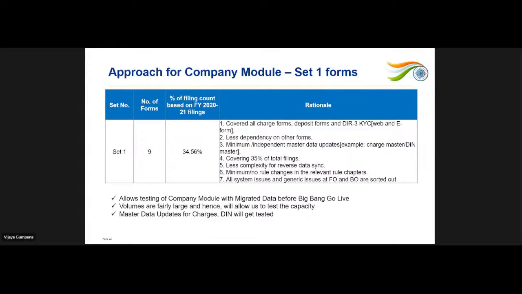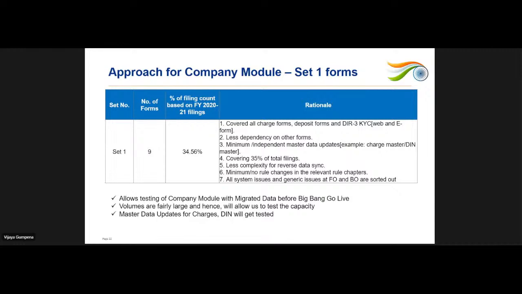There were a lot of discussions and brainstorming to pick the forms which need to be in set 1. There are multiple criteria that we actually considered. One such criterion is that we want to cover at least 2 rule chapters. When we say rule chapter, for example, we have included all charge forms which are part of the charge management module, which should cover all the forms in that rule chapter. Like that, we have taken up deposits, which covers both the DPT3 and DPT4 forms.